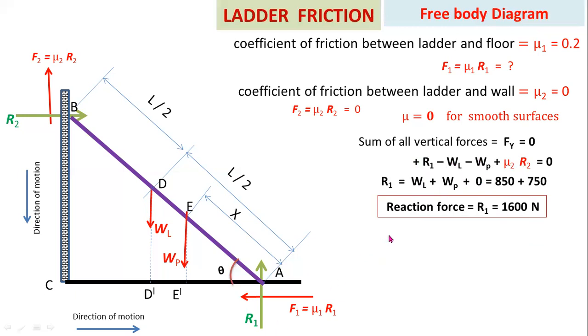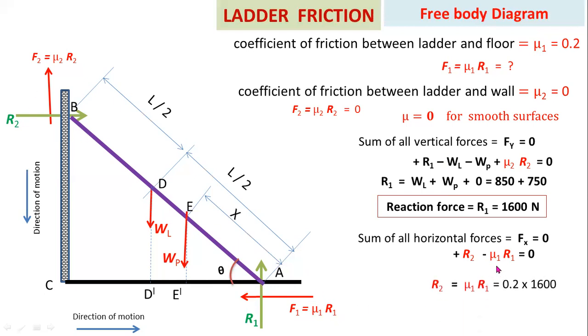Now resolve all the forces along the horizontal axis. Here F1 equal to mu1 R1 and R2, these are the two forces lying on horizontal axis. You have to consider positive sign for right side direction, and for left side direction you have to consider minus sign. So plus R2 minus mu1 R1 equal to 0. Now substitute the value of mu1 in this equation, and R1 value equal to 1600. Now reaction force R2 equal to 320 newtons.